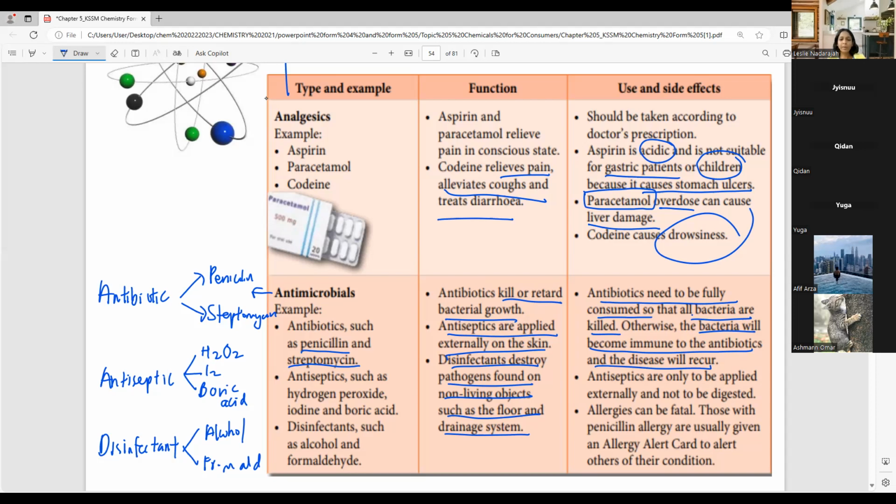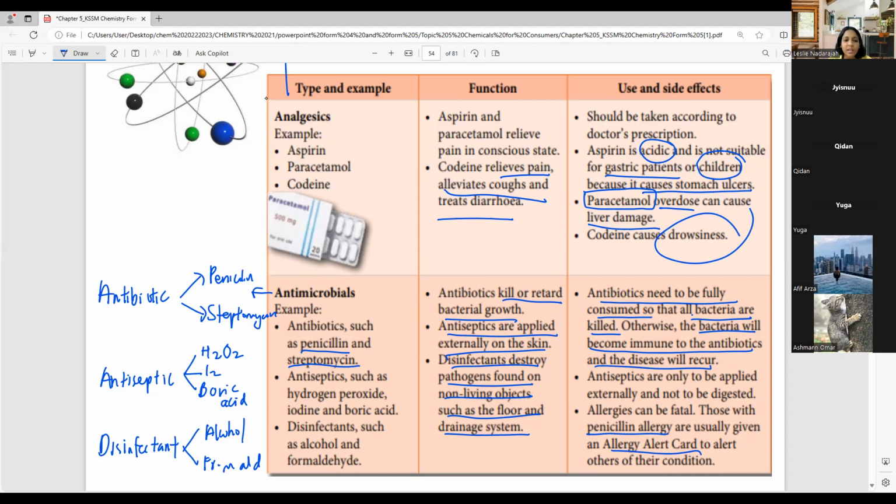Those with penicillin allergy, normally we have an allergy alert card. Some people have allergies, so you must be very careful. Check first. Sometimes they have cards, like my father used to have a pacemaker. He has a battery in his heart. So he will have a ring that says he cannot go through metal detectors and everything.